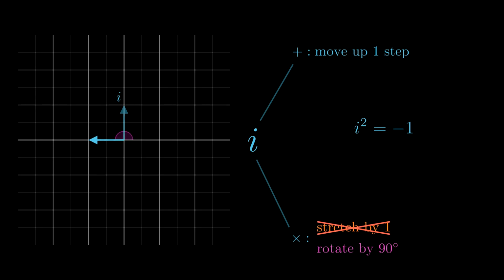Okay, before we move on, it's probably worth noting that starting from +1 again, rotating clockwise twice would have also produced -1, so that means -I squared is also -1, where -I is naturally the number that takes you one step down instead of one step up.